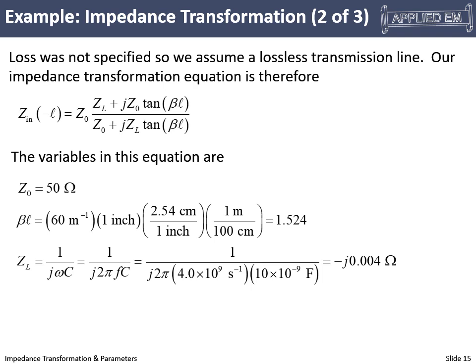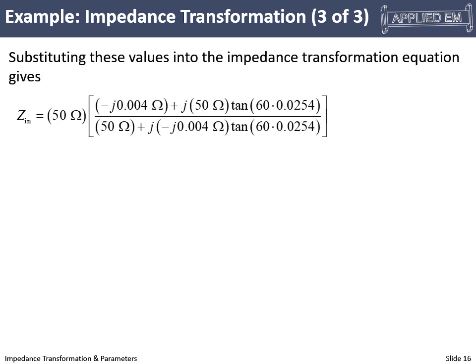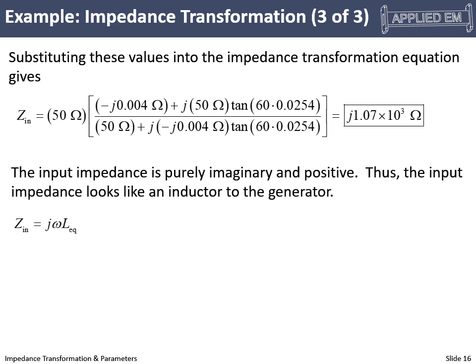Load impedance. Wow. Okay. Now we plug all these numbers into our input impedance equation, and out comes this number. This is the input impedance after that 1 inch of line. Essentially, j1 times 10 to the third ohms. We're not done yet. We have to think about what that actually looks like to a generator driving this 1 inch transmission line hooked up to the capacitor. Well, it's purely imaginary and positive.